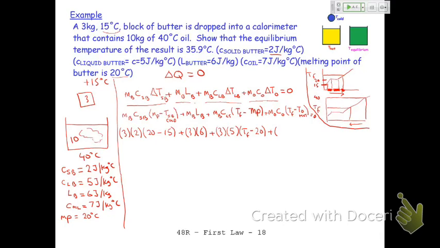Plus. Now I'm looking at the oil. The mass of the oil, 10, times the specific heat for oil is 7, times my temperature change, T final, minus, and the oil started at 40 degrees. So look at those numbers. I have my first term, starts at 15, ends at 20. I have my second term, it's melting. My third term starts at 20, ends at TF. My fourth term's for the oil, starts at 40, ends at TF.